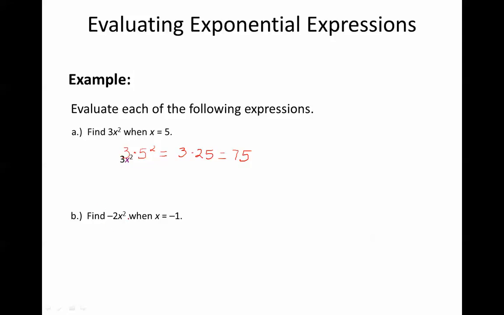All right, find negative 2x squared when x is equal to negative 1. So we're going to substitute negative 1 in place of x. So it's going to be negative 2 times negative 1 squared. Do your exponent first. Negative 1 squared is just 1. So this is negative 2 times 1. And then negative 2 times 1 would be negative 2. So that one equals negative 2.